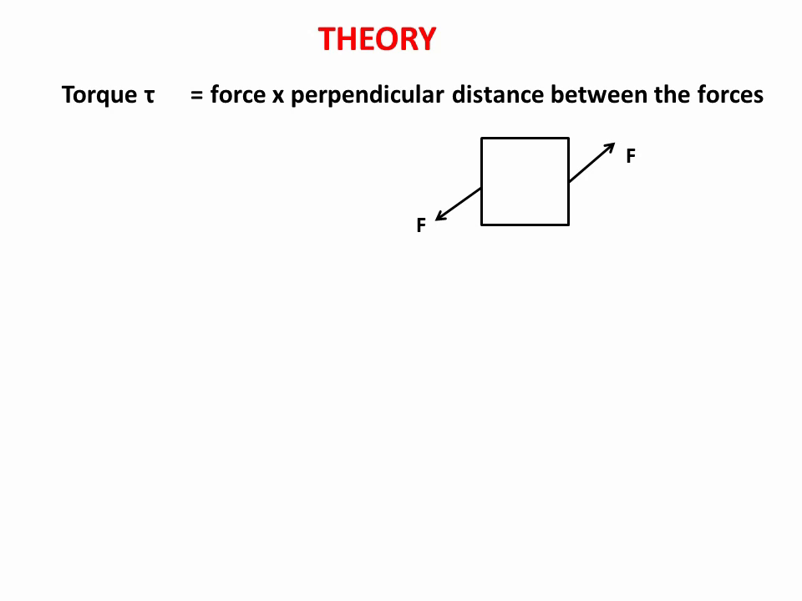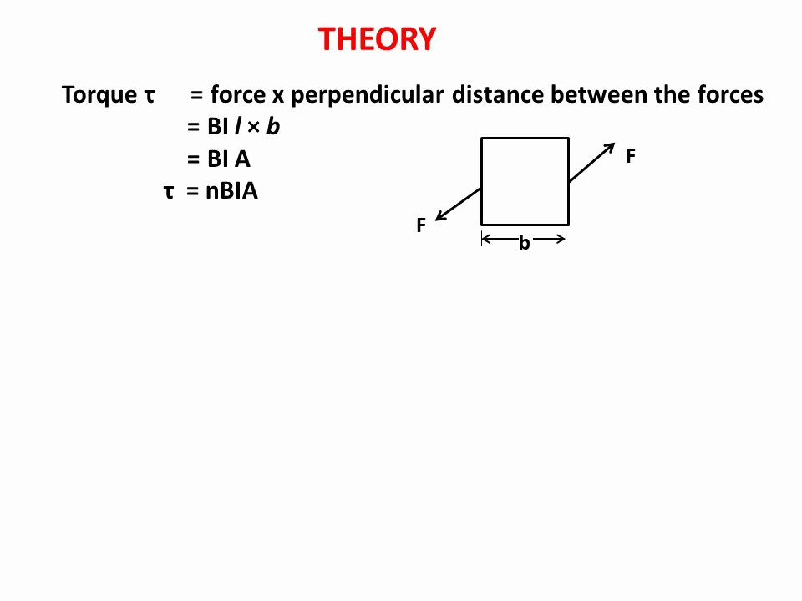The coil experiences two forces in opposite directions. The distance between the two forces is b. Use this b value and force value in that equation. We will have BIL for the force experienced in the magnetic field. The perpendicular distance between the forces is b, so torque is BIL into b. Here L into b is nothing but area. So, tau is equal to BIA.